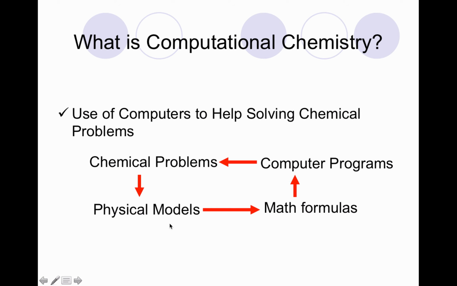We make the physical model quantitative by giving it a mathematical formulation, and finally we put it into a computer program. And this can now be used here to simulate the original chemical problem, and by inspecting the results and by analyzing the results obtained from these computer programs, we can then learn about our original chemical problem here.